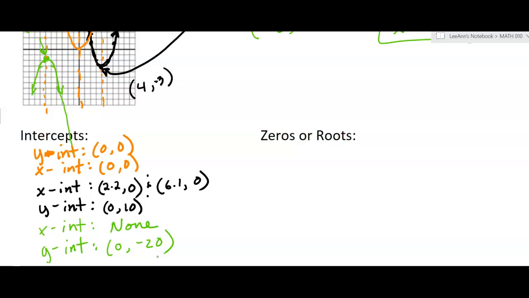Okay, they're going to use the phrases zeros or roots. Zeros or roots are the same thing as x-intercepts. So if they say, hey, what are the x-intercepts? Same thing as what are the zeros, same thing, what are the roots, okay? So they use those three terms interchangeably, but they're talking about the same points, okay?